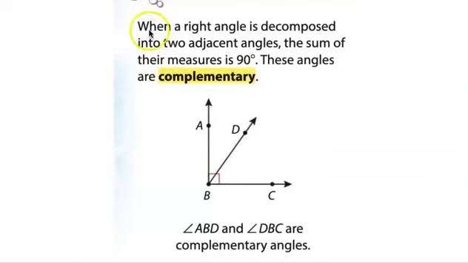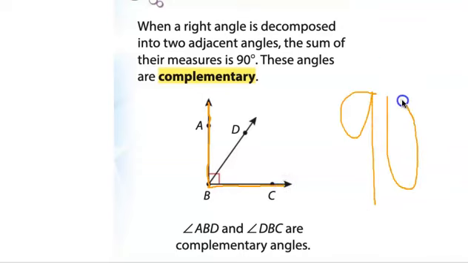So this says when a right angle is decomposed, which means broken apart, into two adjacent angles, the sum of their measures is 90 degrees. These angles are complementary. So this right here is a right angle. Today we're going to be looking only at right angles. So we know that a right angle is 90 degrees. No matter what, the right angle is 90 degrees.